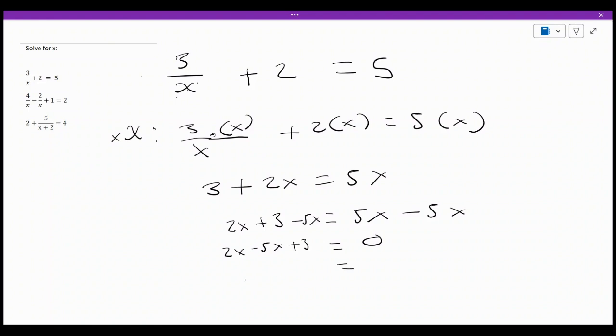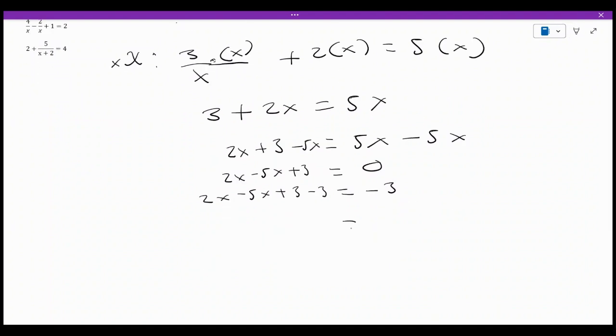Now how do we get rid of this 3? We minus, right? So we say 2x minus 5x plus 3 minus 3, because we're trying to get rid of this positive 3. And what we do on one side, we do on the other side as well. Then we're just left with 2x minus 5x, that is negative 3x.